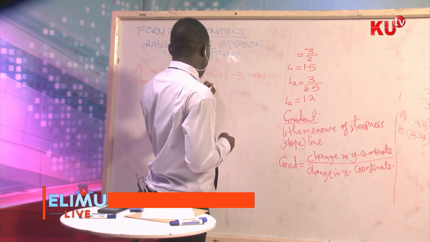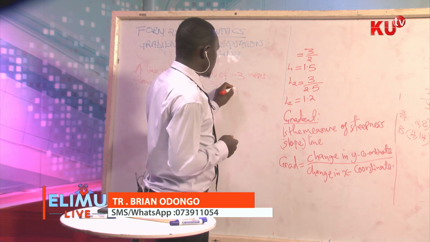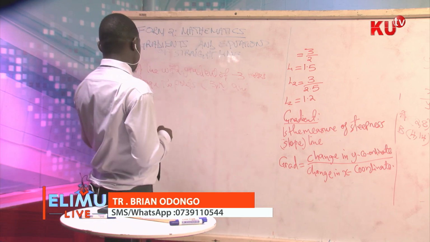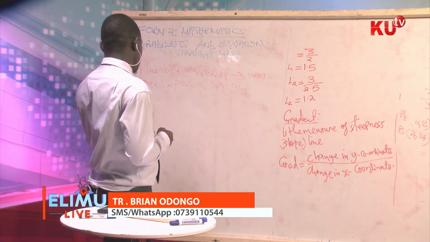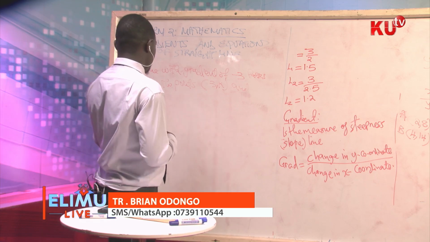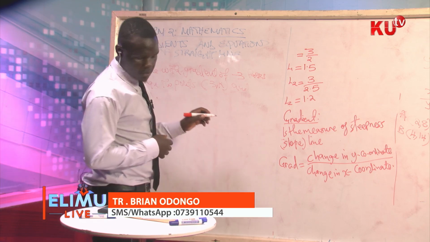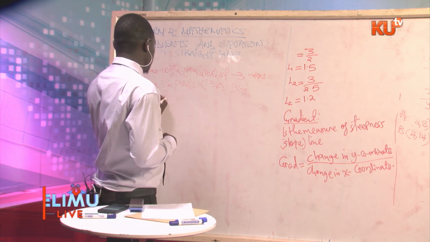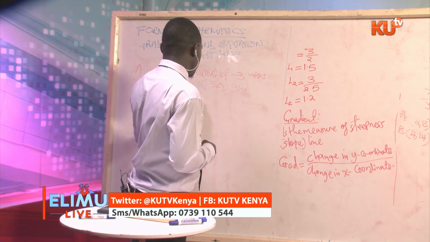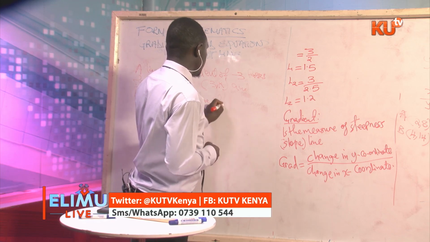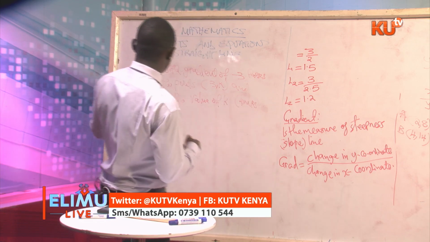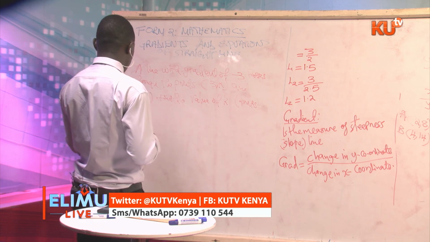The first point is (3, K) and (K, 8). Find the value of K. Please go attempt that.